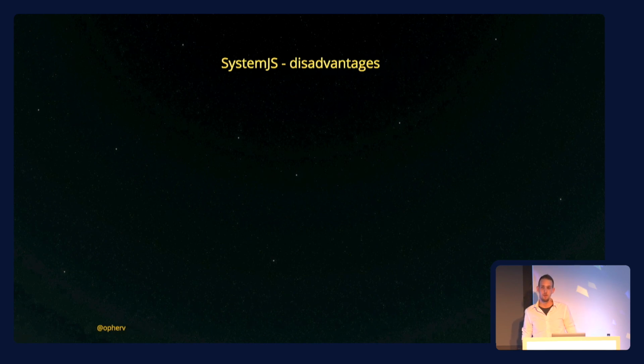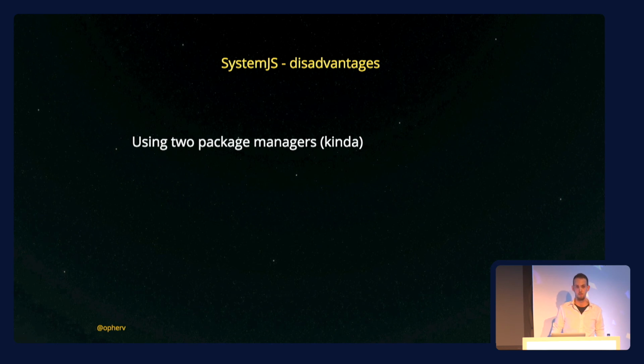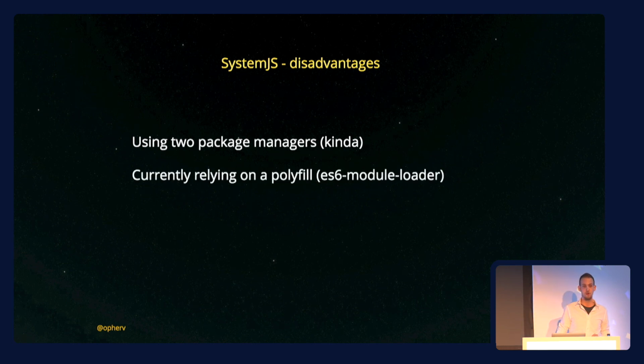The disadvantages, again, because no tool is perfect, are that using two package managers is kind of weird, because you need to start with npm install to install JSPM. That's kind of like using Internet Explorer to download Chrome in the old days. It currently relies on a polyfill for ES6 modules, because SystemJS is really aimed at future JavaScript ES6 modules. But the good news is that browsers today are really far advanced in implementing native ES6, so the day we have native ES6 in the browser is really not far.